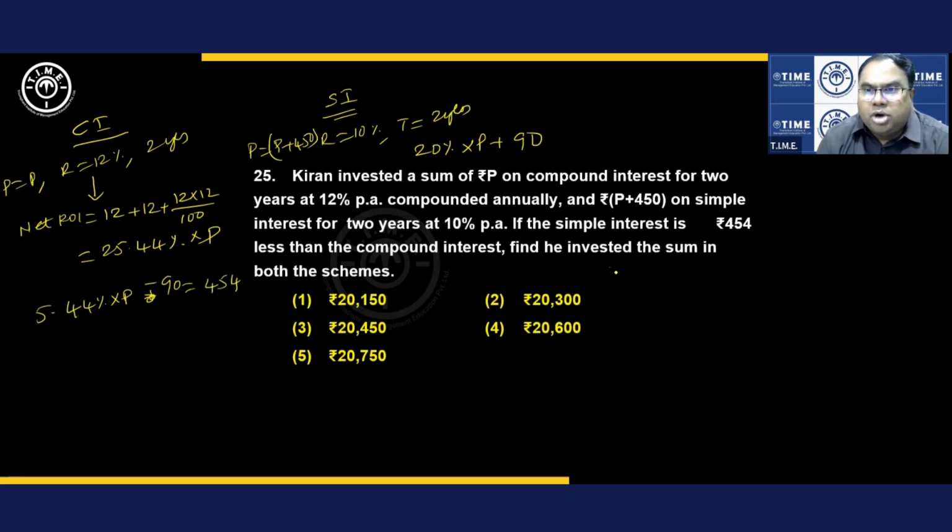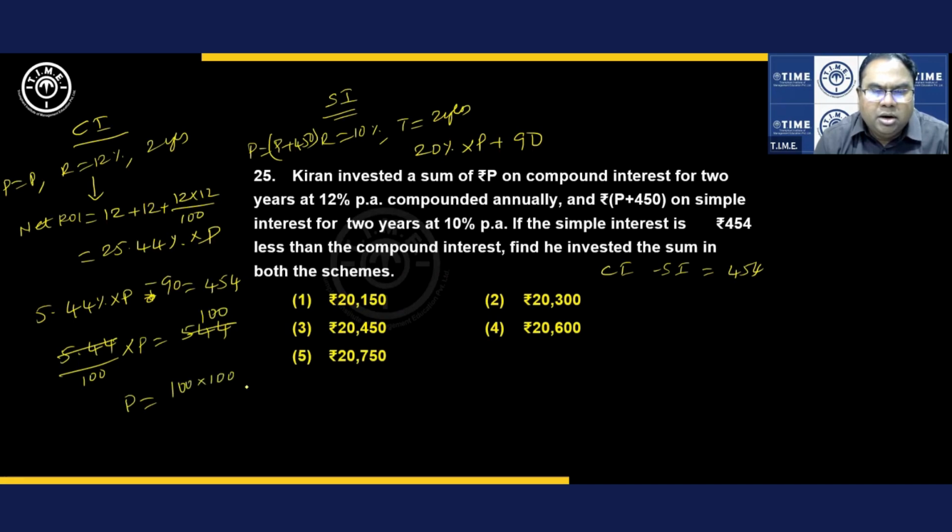Obviously, compound interest minus simple interest is 454. What is my compound interest? 25.44% of P minus simple interest, 20% of P minus 90. So 25.44 minus 20 is 5.44%. So 5.44 by 100 into P is 454 plus 90, 544. So P is equal to 5.44 goes 100 times, 100 into 100, 10,000.